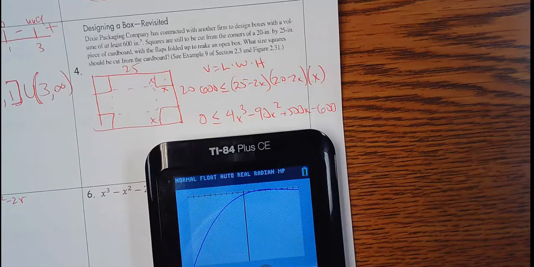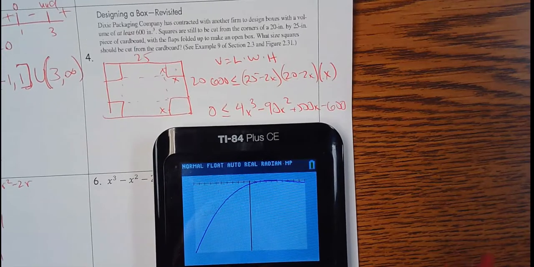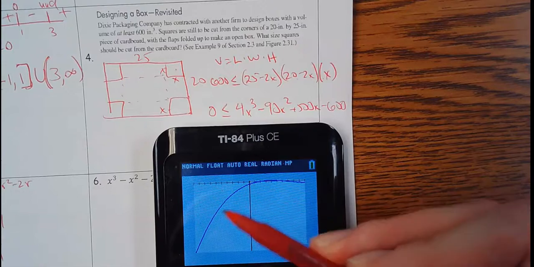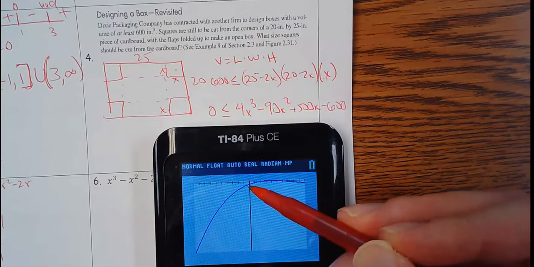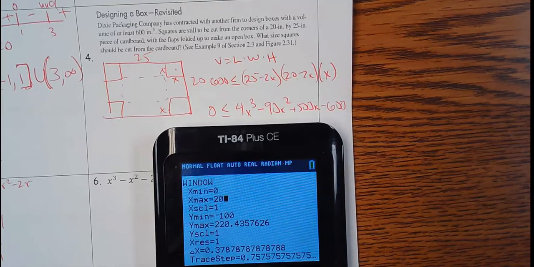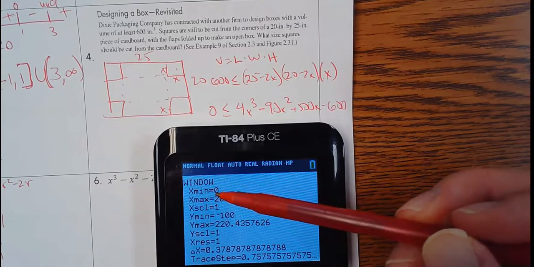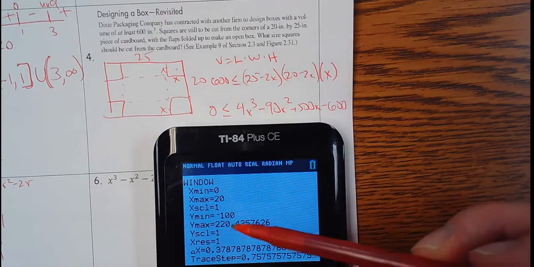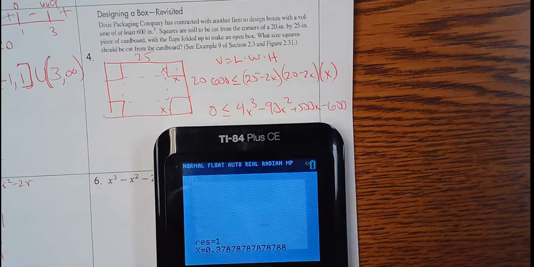So I'm going to play with my window for a little bit here. I don't need to show anything less than 0. It's definitely negative when x is negative. After fiddling around a little bit, I see I need a minimum x of 0 and a maximum of 20. I changed my y scale just so it's a little bit easier to see here. But when I graph that, it looks something like this.